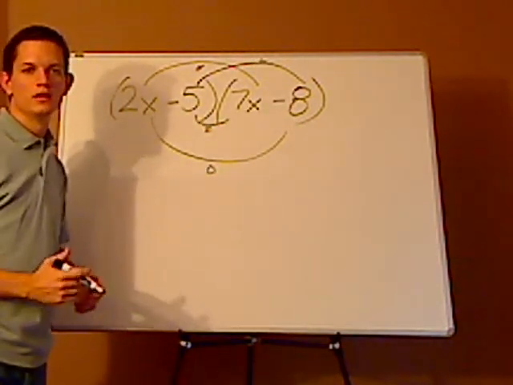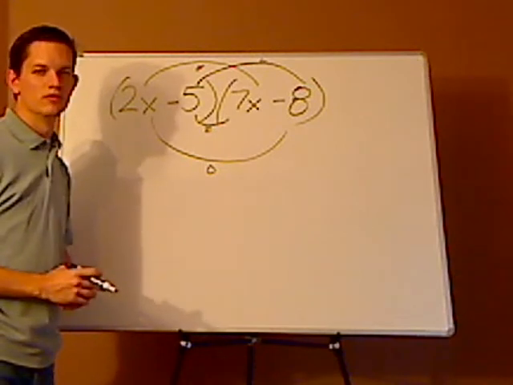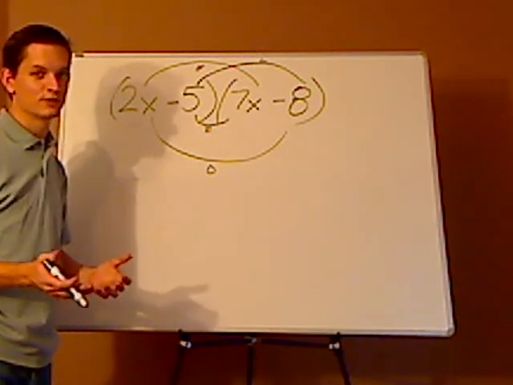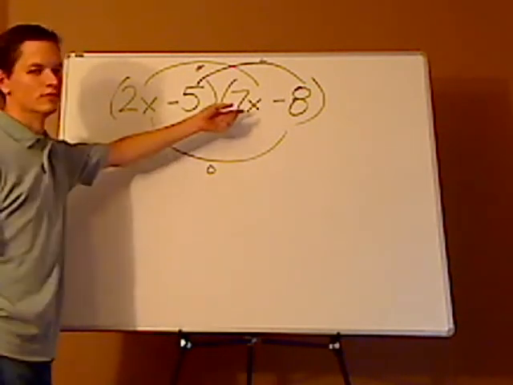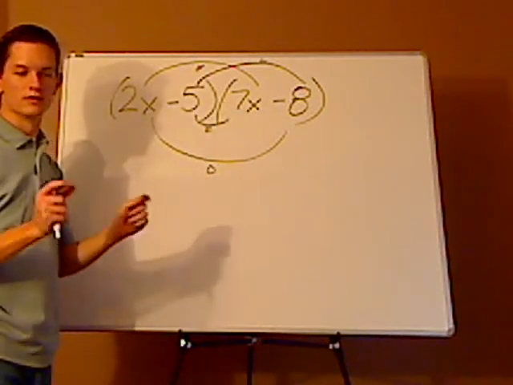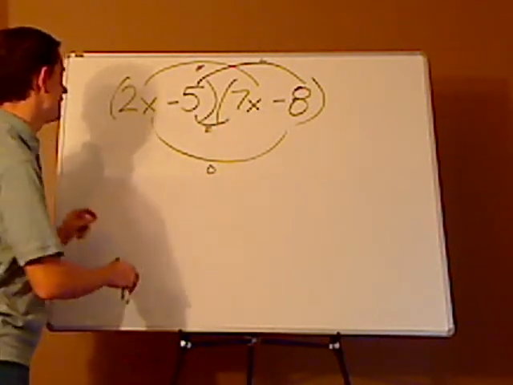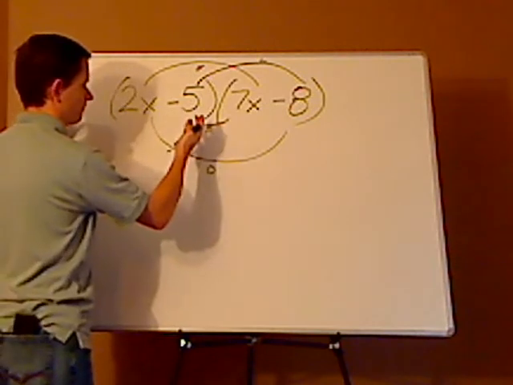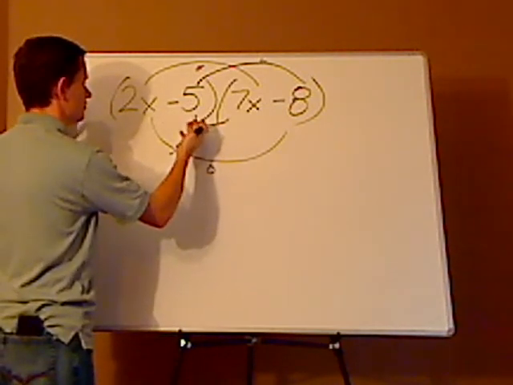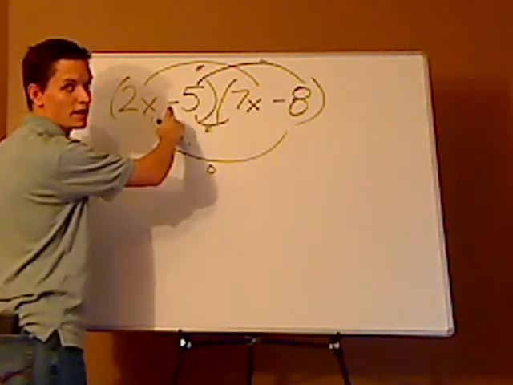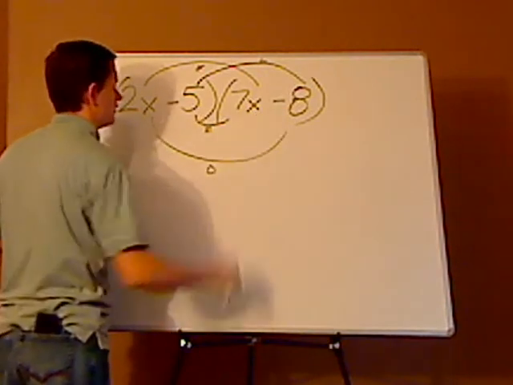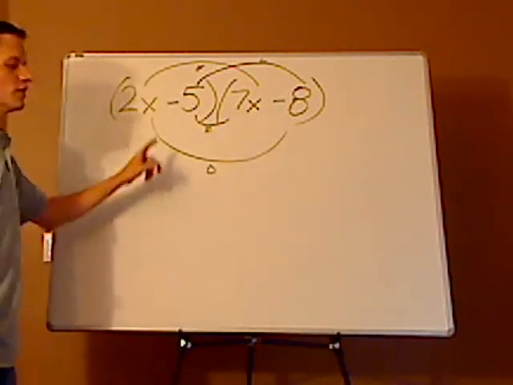Foiling is a nice way of doing the distributive property. And it has to specifically be with two binomials. Binomial is bi, which means two. And it's a polynomial with specifically two terms, separated by a minus sign or a plus sign. So that's what you're going to be doing here.